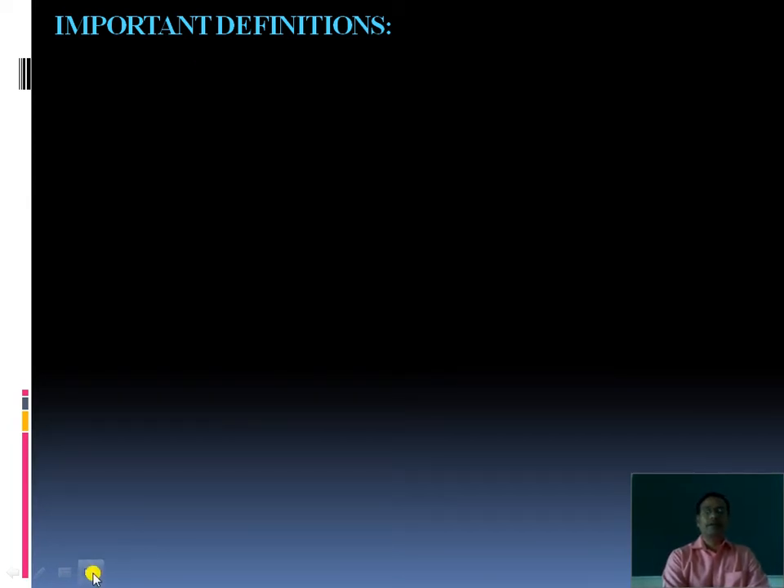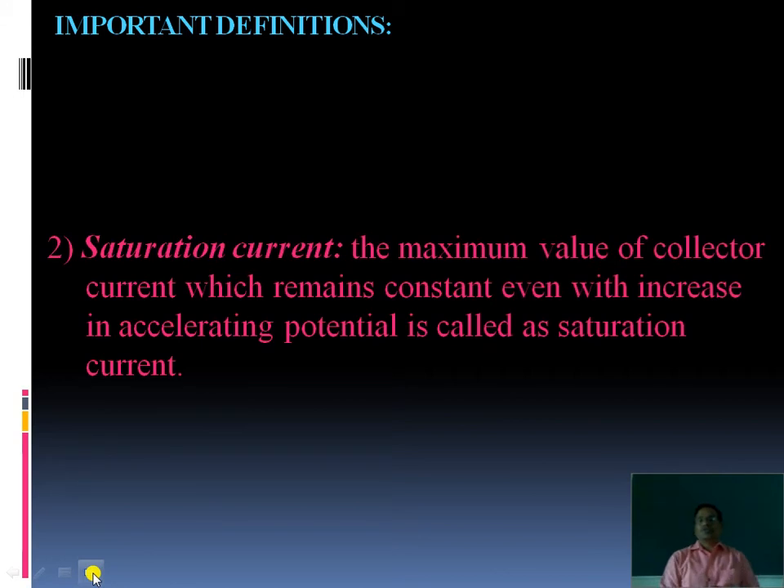Next, we have to define the concept of saturation current. See here, what is saturation current? The maximum value of collector current which remains constant even with increase in accelerating potential is called the saturation current. We also discussed the variation of current with respect to potential or intensity. So this is intensity on the x-axis and photoelectric current on the y-axis.